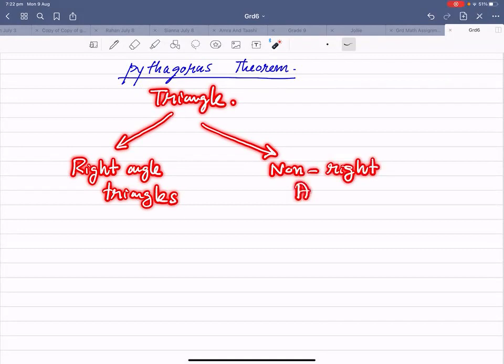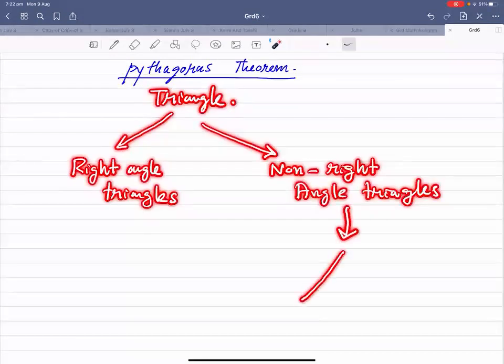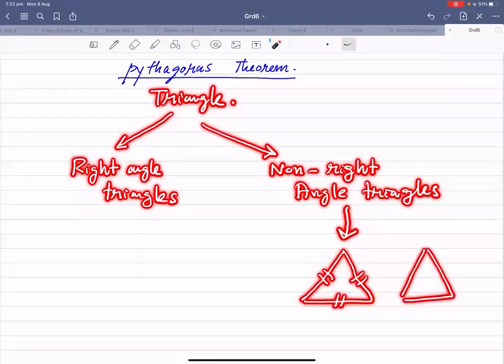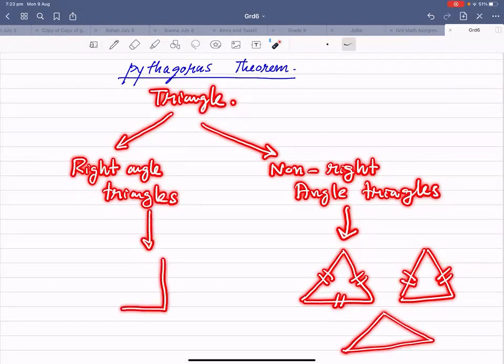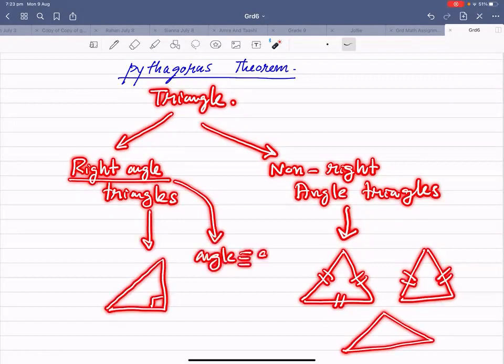Right angle triangles, and non-right angle triangles. In non-right angle triangles, they are like this. That can be equilateral too, or that can be isosceles too, or something weird. They are non-right angle triangles. Right angle triangles are like this. One angle would be 90 degrees. Right angle means one angle should be 90 degrees.